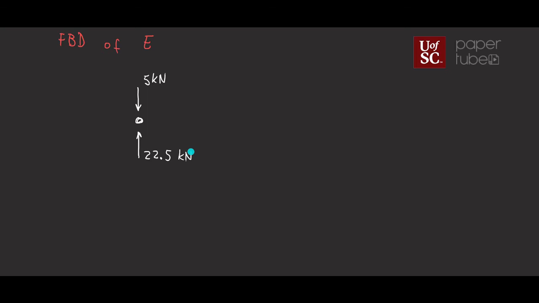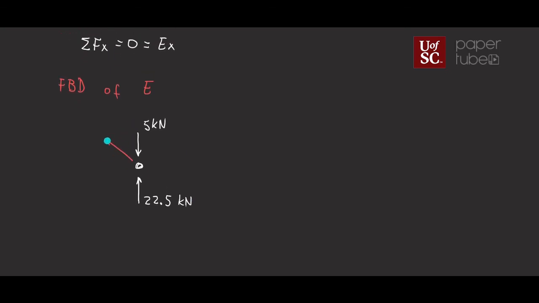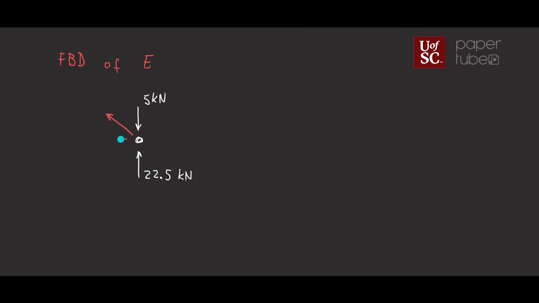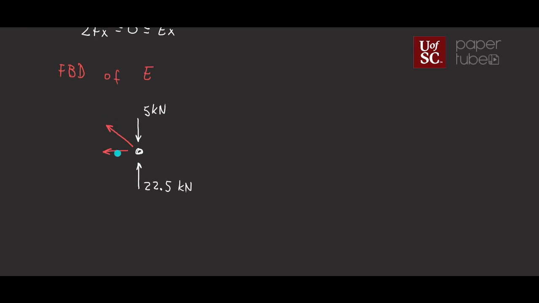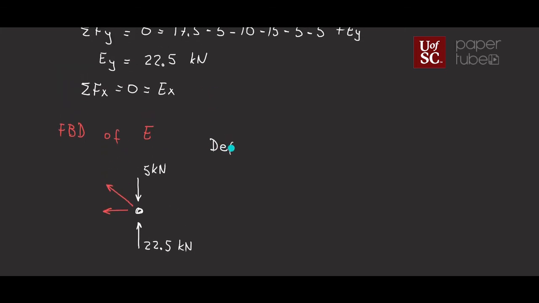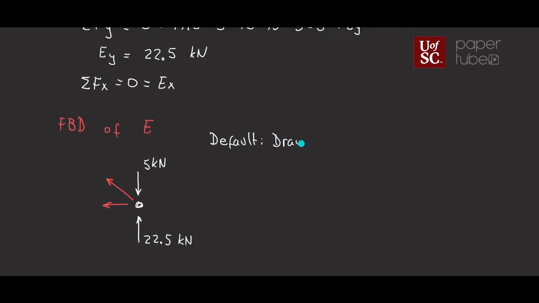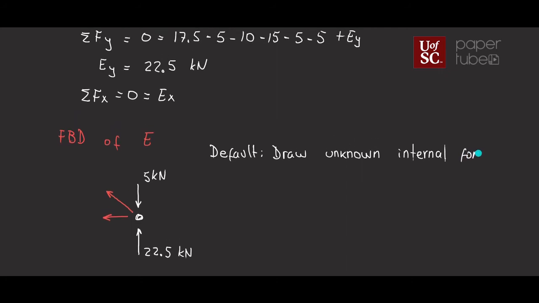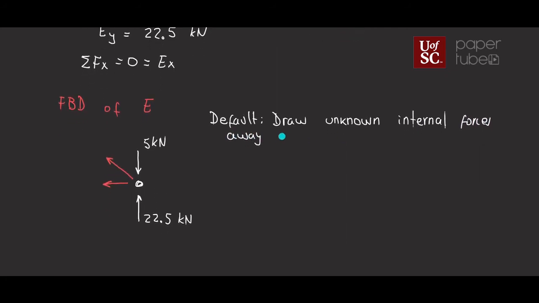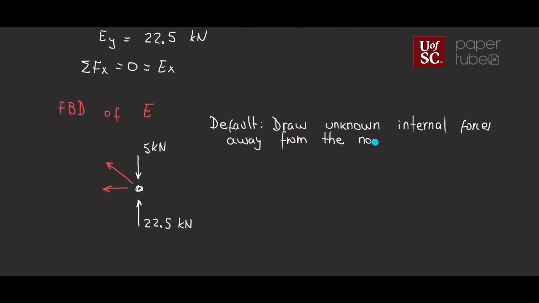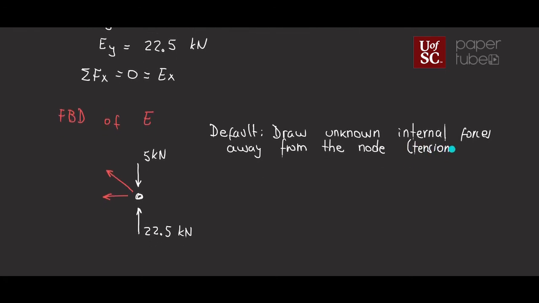All right, so what I'm going to do is just draw those two forces. By default, I'm going to draw them away from the node. We can draw them like this, or we can draw them towards the node. If we draw them away from the node, our assumption is that the forces are in tension. Okay, the assumption is that the forces are in tension. Let me write that down here on the side. By default, draw unknown internal forces away from the node, and that will be tension.